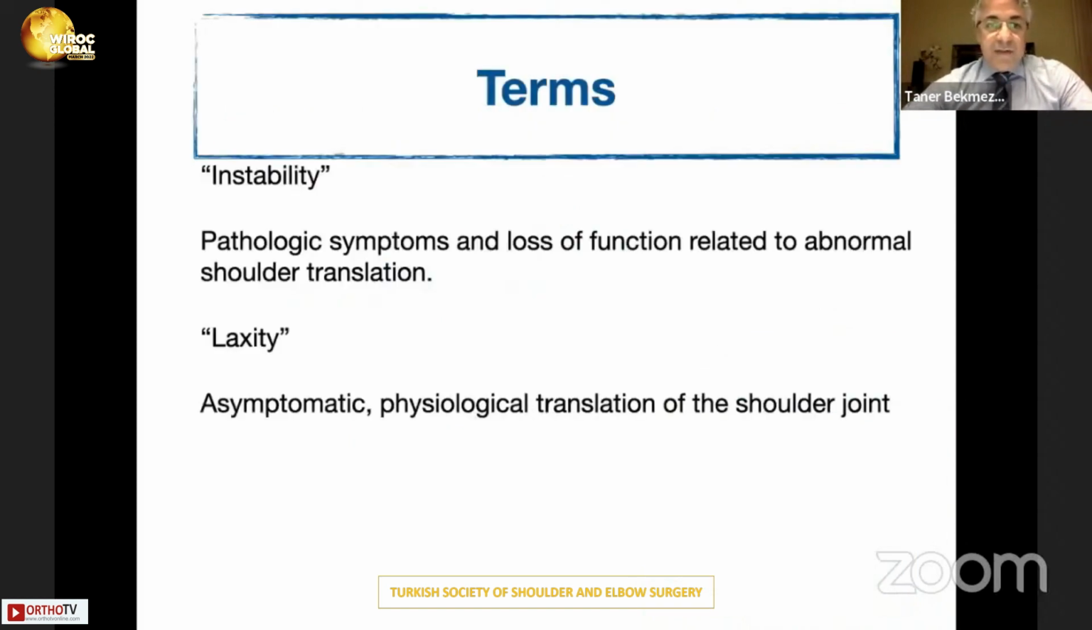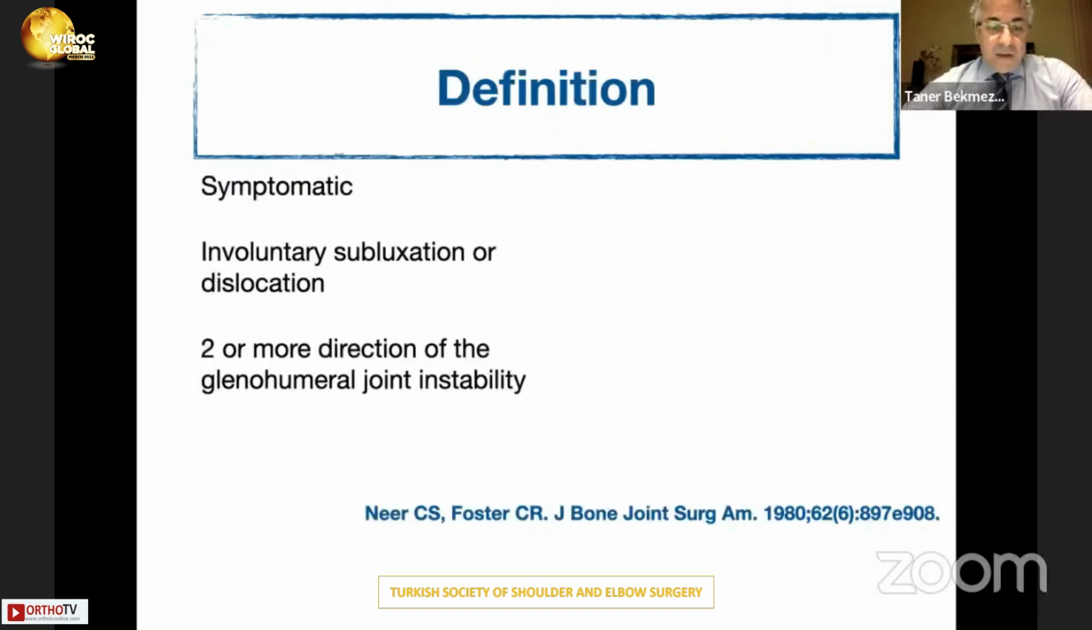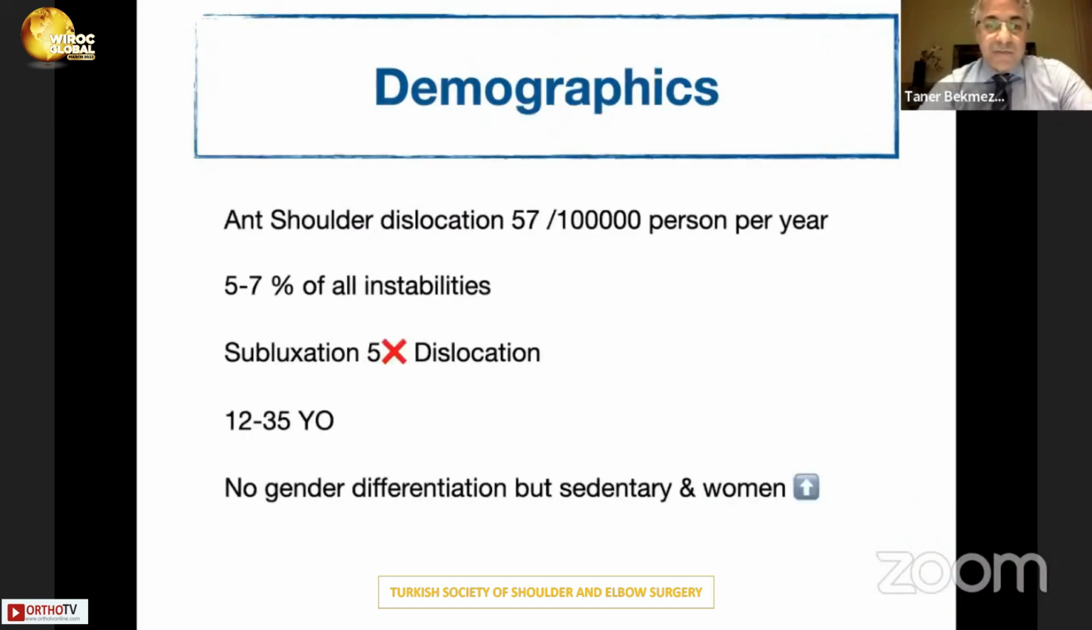As you know, the term instability refers to pathological symptoms and loss of function related to shoulder translation, and laxity refers to asymptomatic physiologic translations of the glenohumeral joint. Multidirectional instability was initially described by Neer and Foster in 1980 as instability in two or more directions with symptomatic involuntary subluxation or dislocations.